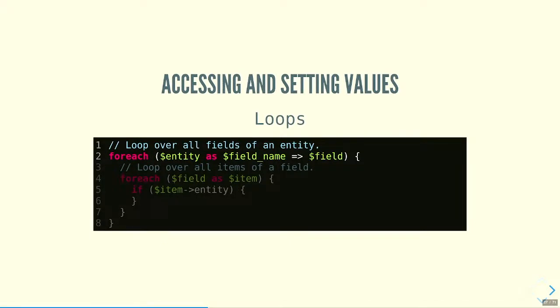You can do loops. You can loop over all fields of an entity, which is not that common, but what's very common is you loop over multiple values of the same entity. Suggestion on naming: when you work with this, always use $item or something item to make a difference between the field item and the values it contains, like the entity. Don't do field as entity or something. Do item or field name item or something like this. It helps to understand the code.